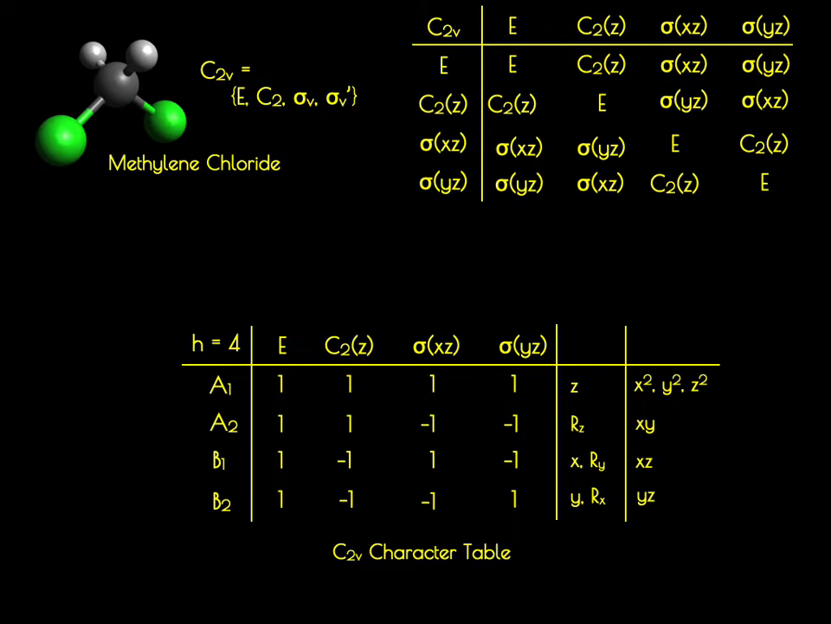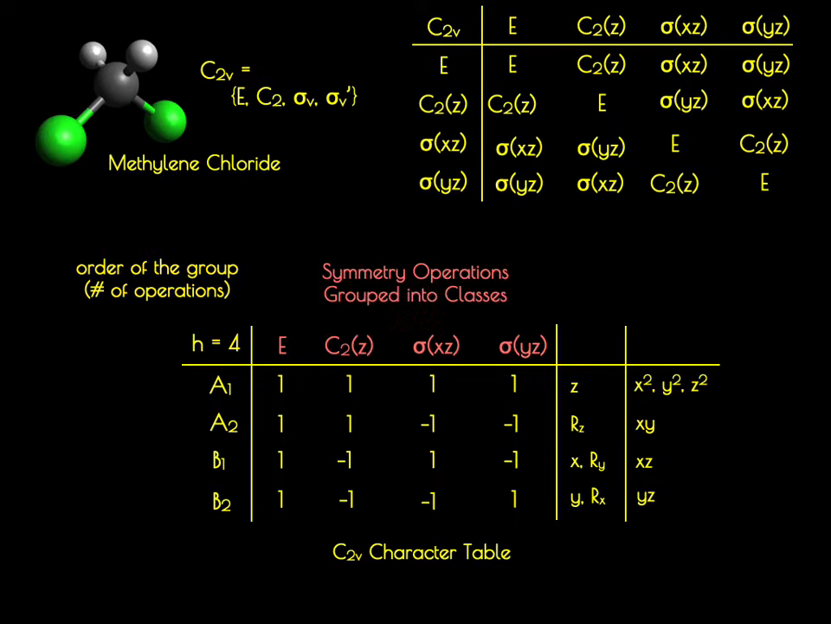In the upper left-hand corner, there's this h equals 4 term. The h is the order of the group. This is just the number of operations that are contained in that particular point group. For the C2V point group, that's 4: the E, the C2, and the 2 sigmas. In the middle, we have these headings that contain the different symmetry operations of the point group grouped into classes. A class are just operations that are related to each other through a similarity transform. In the case of C2V, each operation is in its own class. Once again, we'll be going into the concept of classes in a future video.